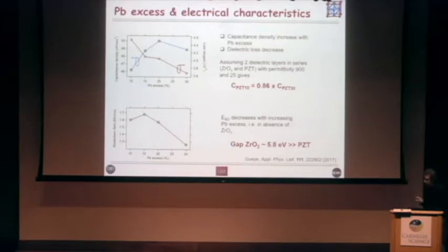Other electrical results on these capacitors now as a function of the lead excess. First of all, the capacitance density, the surface area, actually increases with increasing lead excess. So this is quite important. It's 10%. It's quite significant.